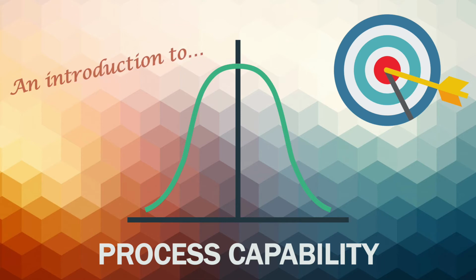In this video, we will be taking a look at the basic concept of process capability with some examples to help. Let's start by understanding what process capability is. In this example, there is a measure on a part that we are interested in. We also have a tolerance specification for the measure.